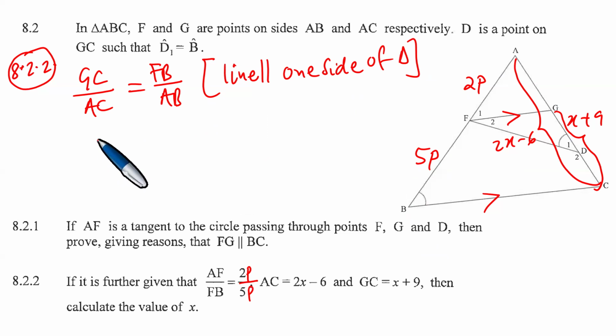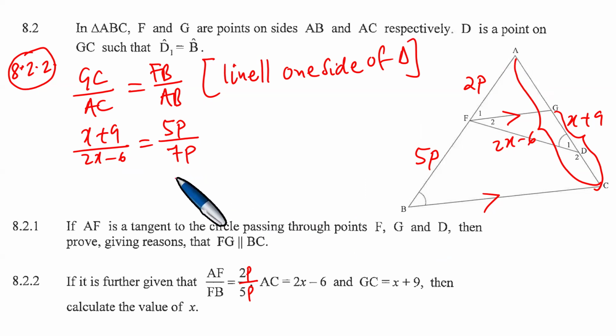What is GC? X plus 9. What is AC? 2x minus 6. And what is FB? FB is 5p. What is AB? AB is 7p, from A to B. So you cancel everything here. So this is exactly x plus 9 divided by 2x minus 6, and this is 5 out of 7.